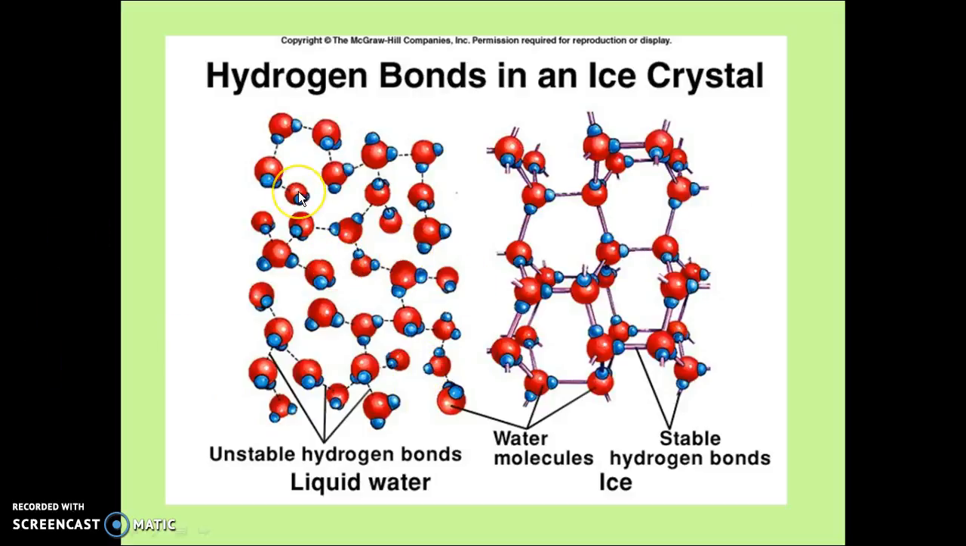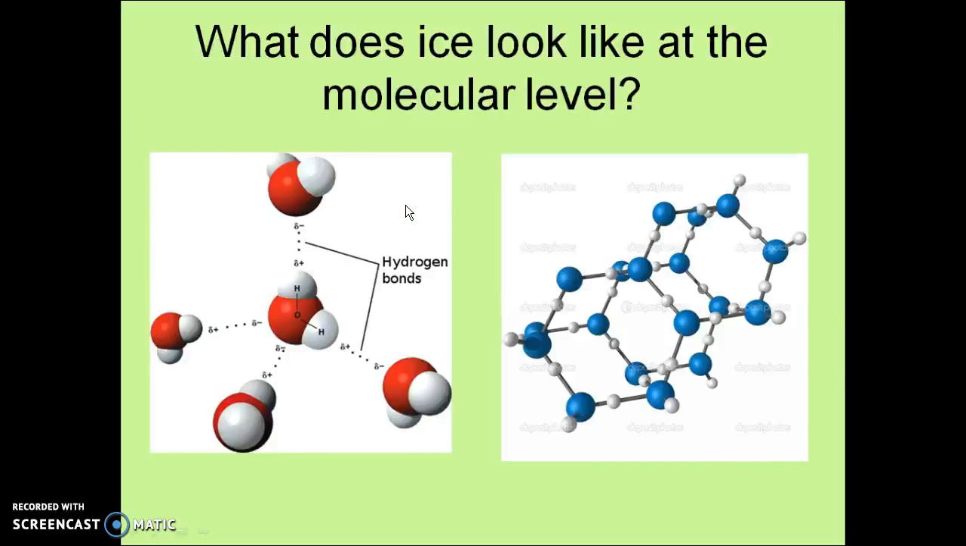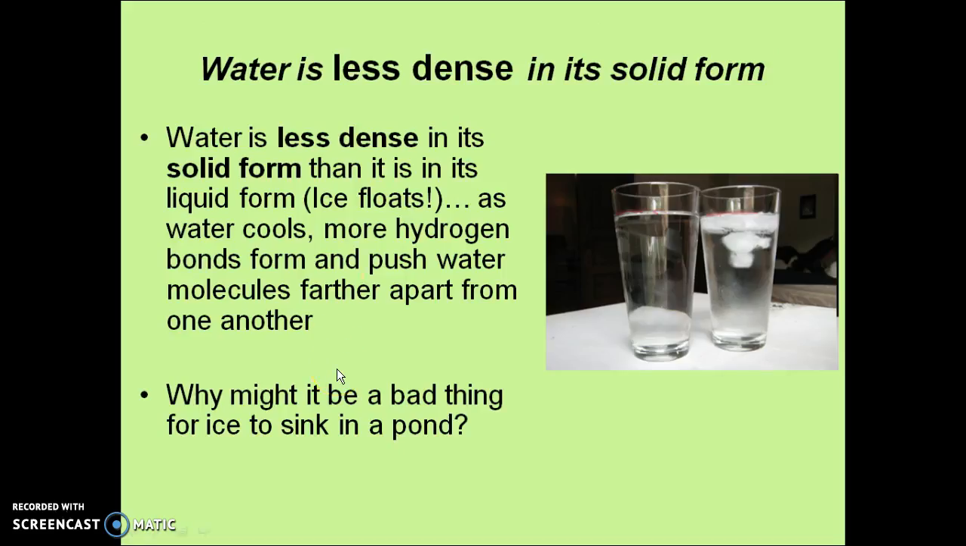And this shows you liquid water and ice side by side. You'll notice that when more hydrogen bonds are forming, the water molecules are farther apart, making ice less dense than the liquid water. A couple slides back, it had a question, why might it be a bad thing for ice to sink in a pond?